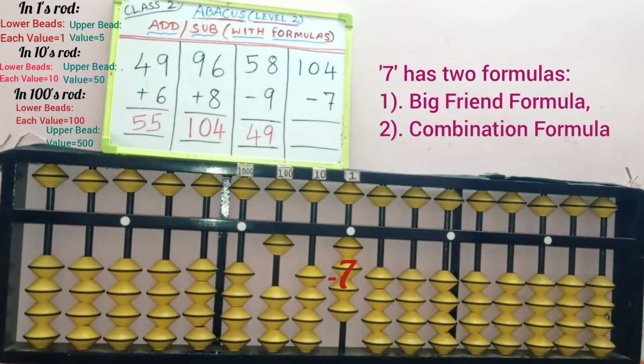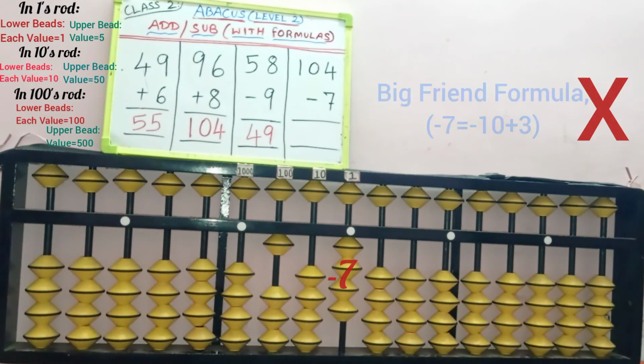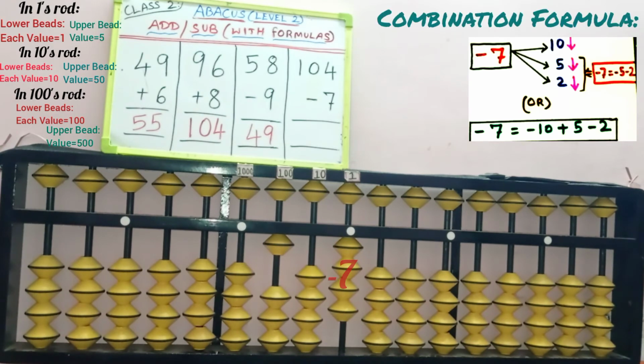Okay. Again, 7 is also having two formulas. First one is big friend. Second one is combination. 7's big friend is 3. In question minus 7. So, we have to add 3 here. But we are not having 3 bits to add, right? Because in lower part all bits are already added. Hence big friend is not possible to apply. Now we should apply combination for removing 7. Combination minus means move bits in down direction.